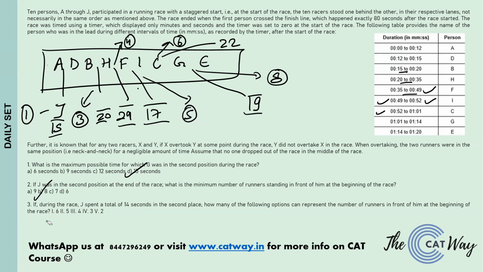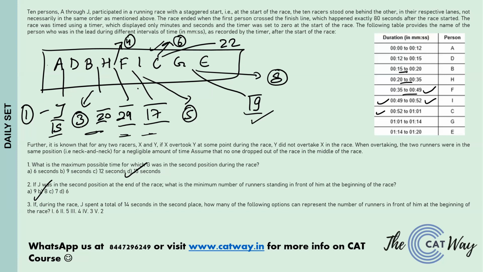For 14 seconds, he could have been placed in the third position. He could have been there in the fourth position, in the fifth position, in the sixth position, and he could have been there in the eighth position. Now among the given options, the number of runners in front of him can be what?